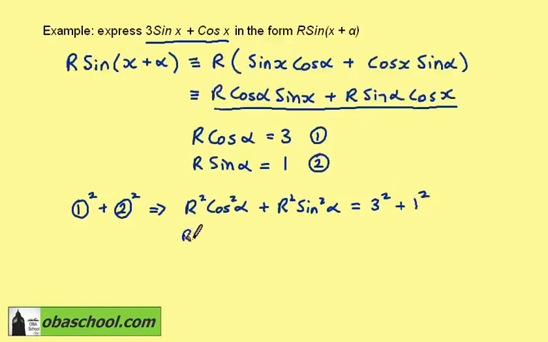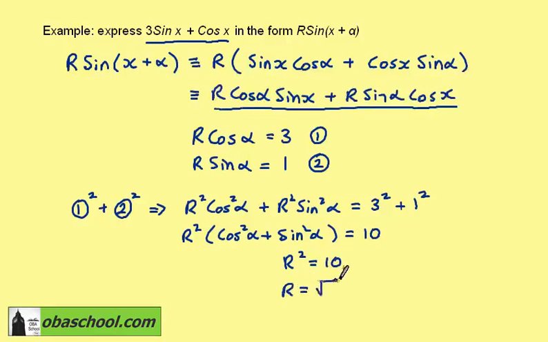We have a common factor of r squared on the left, and in the bracket we get cos squared alpha plus sin squared alpha. On the right we have 9 plus 1, which is 10. Cos squared alpha plus sin squared alpha we know is always equal to 1. This is a Pythagorean identity. So we get r squared is 10, and therefore r is the square root of 10.